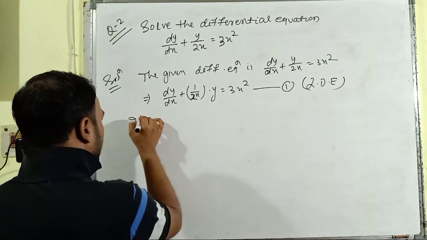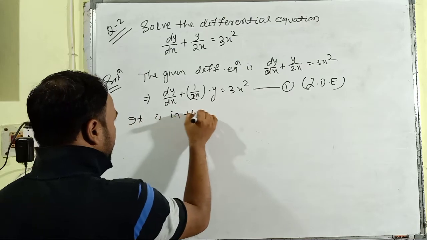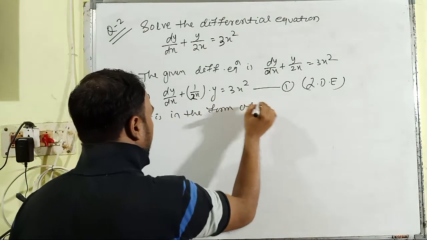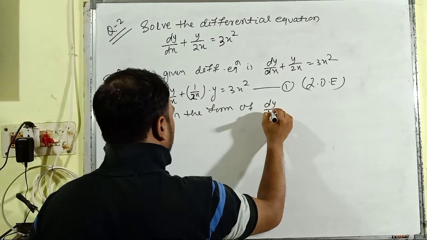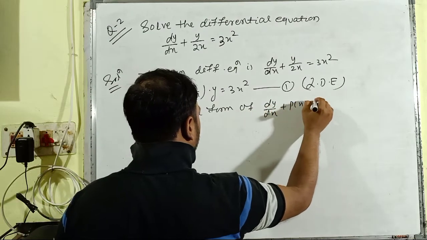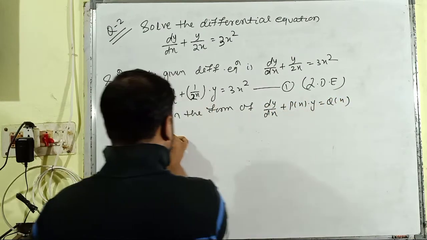It is in the form dy upon dx plus p of x into y is equal to q of x.